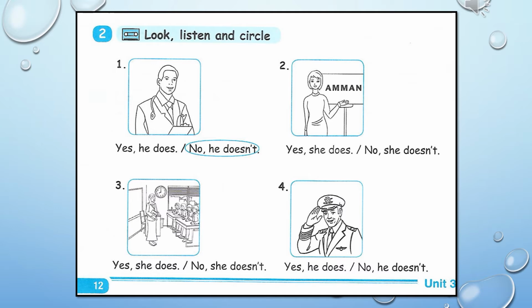Activity Book, page 12, Unit 3, Exercise 2. Look, listen, and circle.